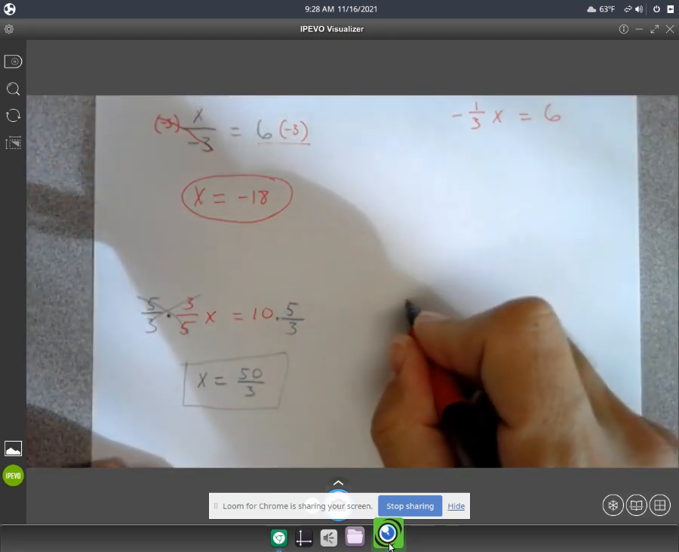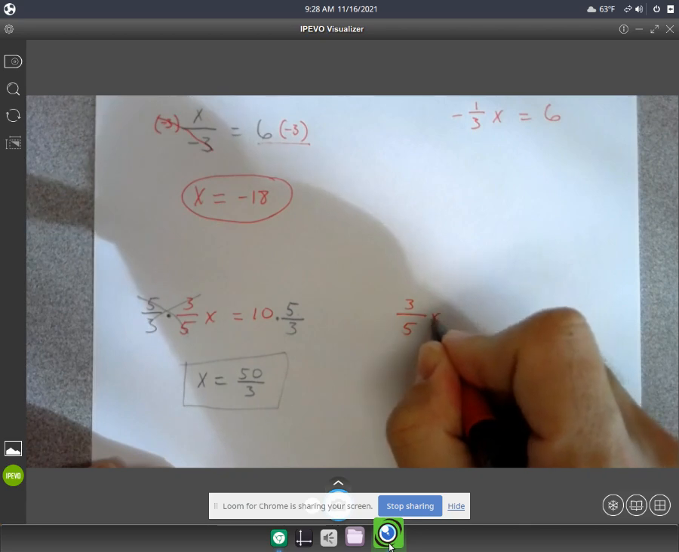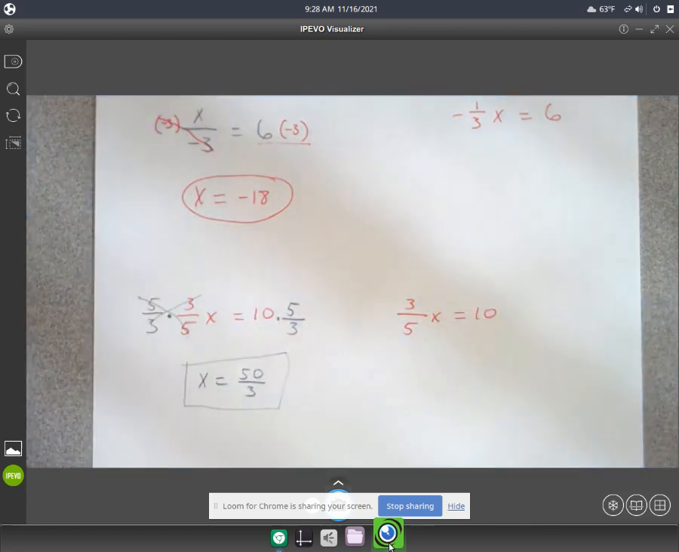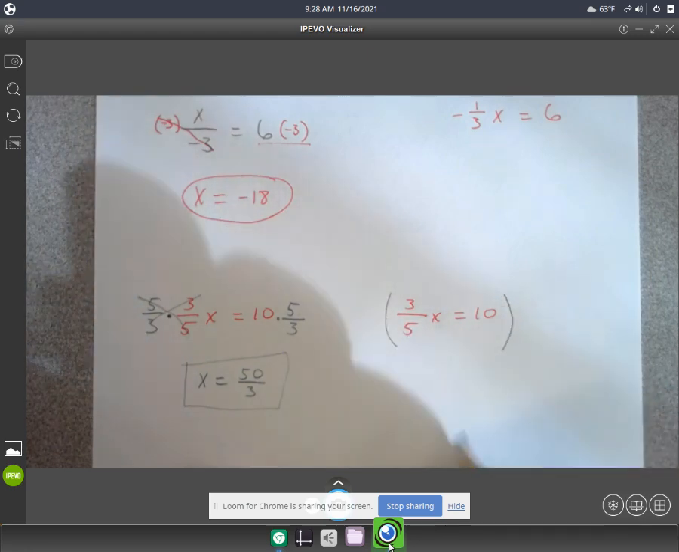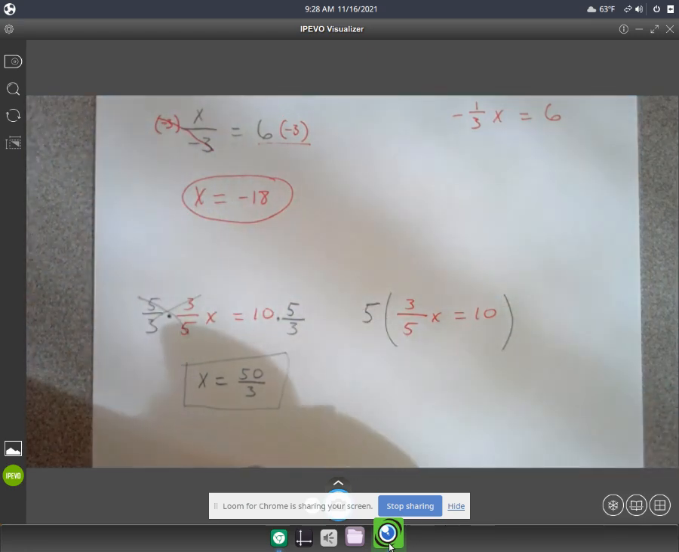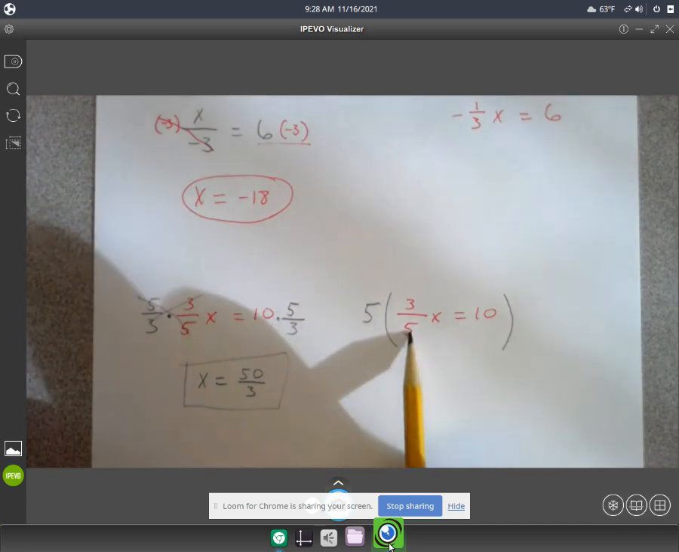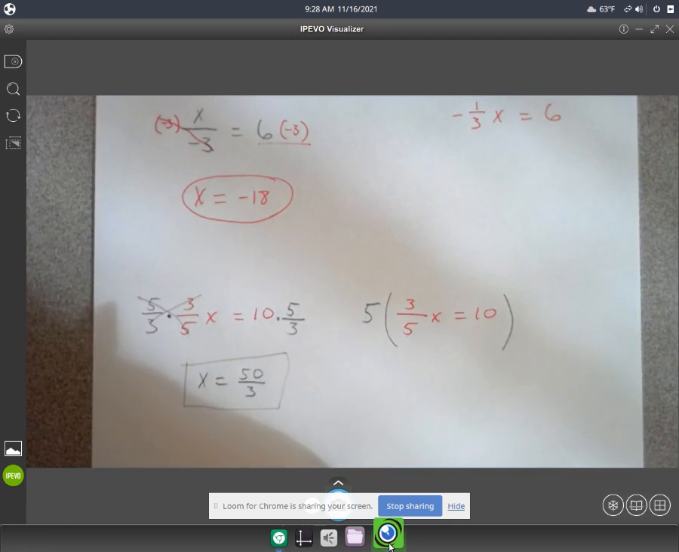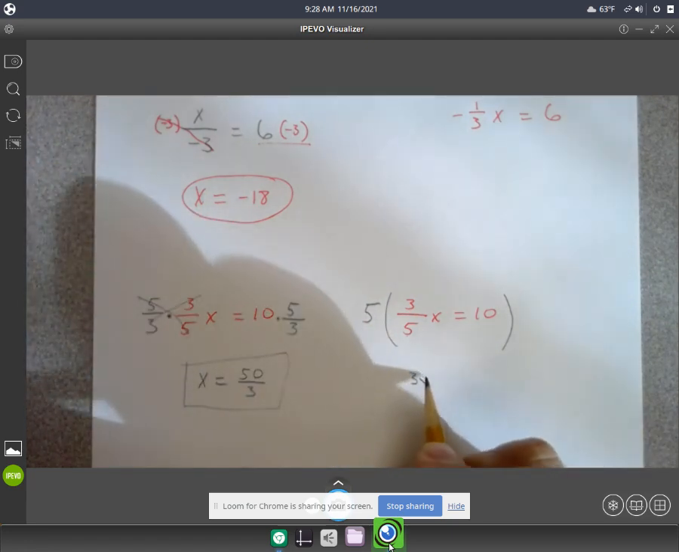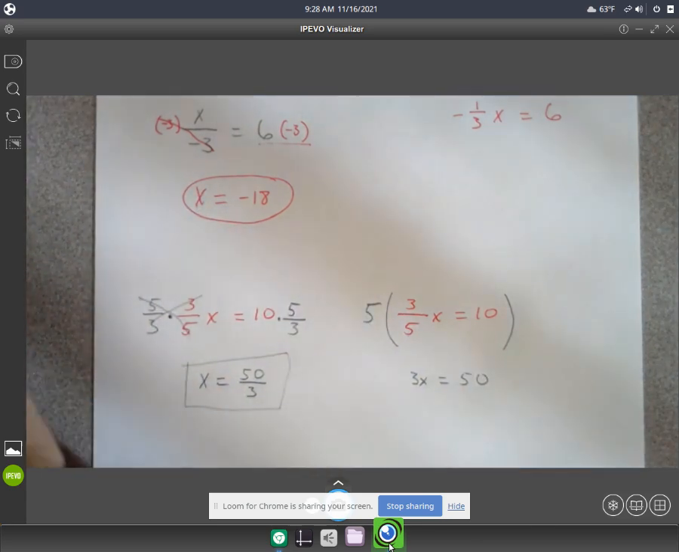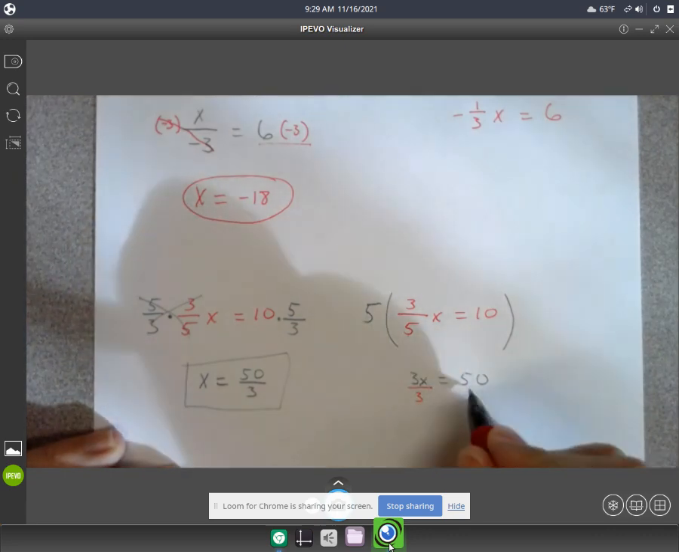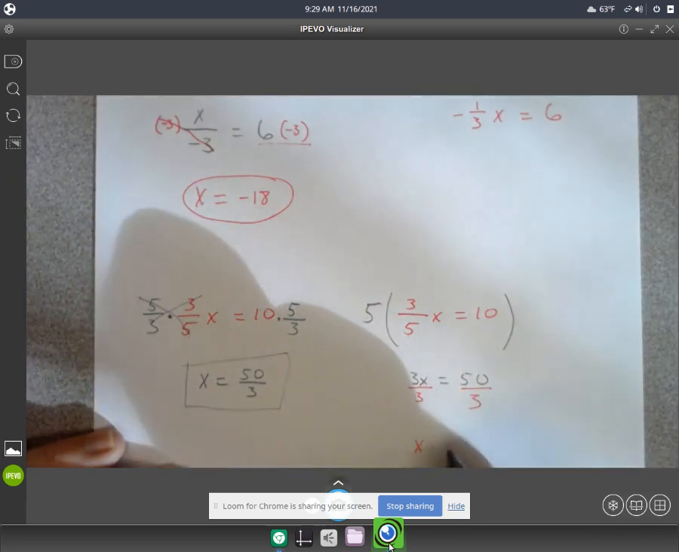All right. The other way, I just want to show you again how you can do this by clearing the denominator. Kind of get you comfortable with that phrase. What I'm going to do is multiply the whole equation by the denominator. So multiply everything by 5. So the 5 is going to cancel with that 5 because you got 1 up top and 1 in the bottom. And so what you're left with is 3 times x is equal to 50. And then you just divide by 3 to cancel out the 3. There it is, same thing. X equals 50 over 3.